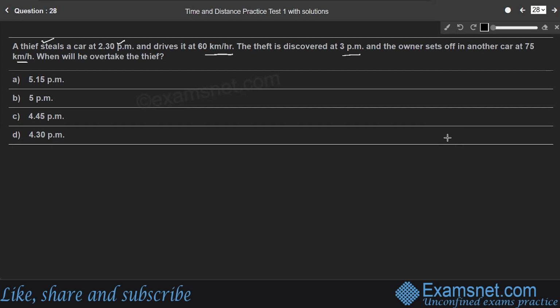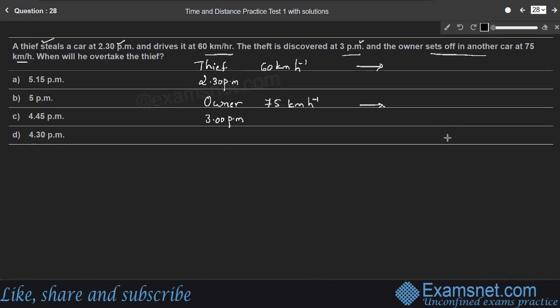Here, students, thief steals a car. So we'll consider thief. He steals a car at 2:30 p.m. and he drives at the speed of 60 km per hour. And the theft is discovered at 3 p.m. and the owner starts chasing the thief at 3 p.m. So we'll consider owner, and both of them are moving in the same direction. And owner is moving with the speed of 75 km per hour. So when will he overtake the thief?